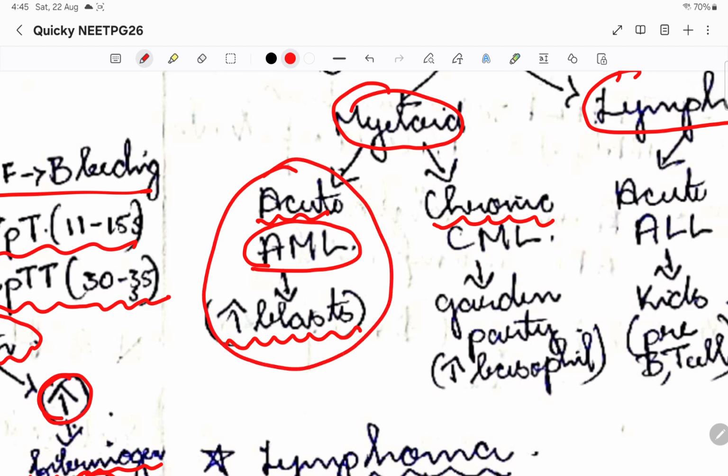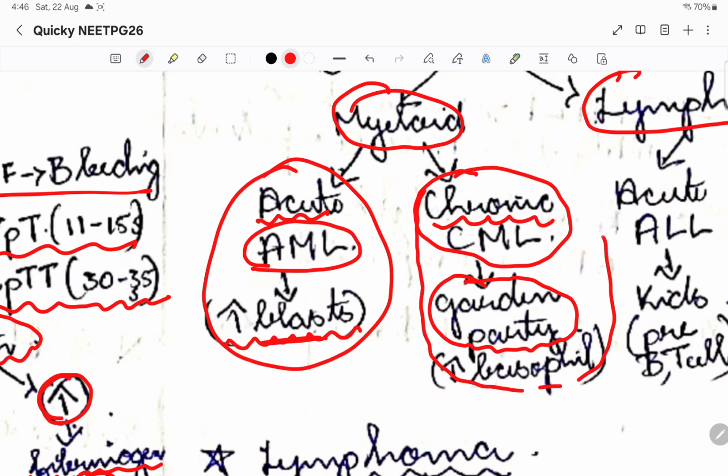If it is the matured and immature cells that are coming into the blood, not the blasts, then it is going to be chronic myeloid leukemia. If it is blast cells, then it is acute, that is acute myeloid leukemia. Whereas if it is other mature and immature cells, and an increased number of these mature and immature cells, then it is going to be chronic myeloid leukemia.